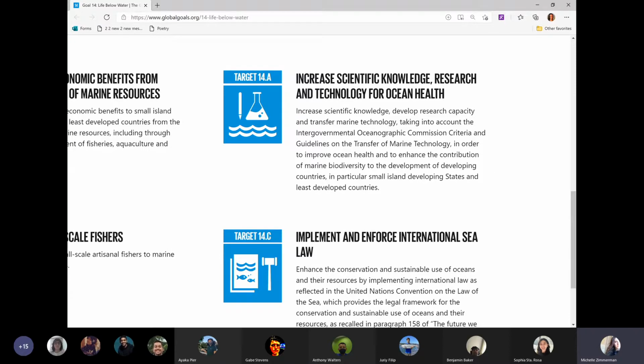To increase scientific knowledge, develop research capacity, and transfer marine technology, taking into account Intergovernmental Oceanographic Commission criteria and guidelines, transfer of marine technology in order to improve ocean health and to enhance the contribution of marine biodiversity. So he would say, if he chose this target, he would say this part of it and say what it has to do with his. He's talked to me a lot about his and asked for feedback and critique. Know that all of you can ask for feedback and critique along the way also, and it can help make the project better. So Emmanuel, can you share your screen to show the process that you have so far?